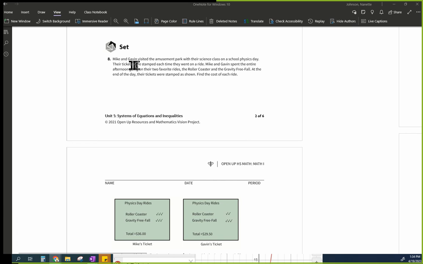It says Mike and Gavin visited the amusement park with their science class on a school physics day. Their tickets were stamped each time they went on a ride. Mike and Gavin spent the entire afternoon going on their two favorite rides, the roller coaster and the gravity free fall. At the end of the day, their tickets were stamped like this. Find the cost of each ride.